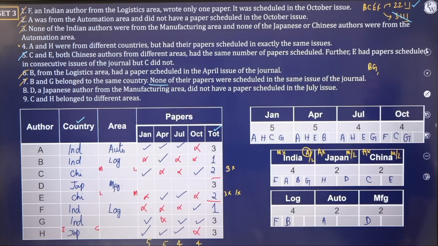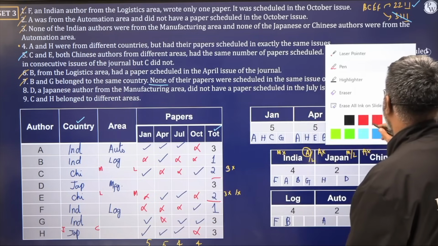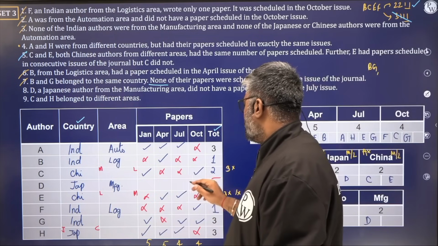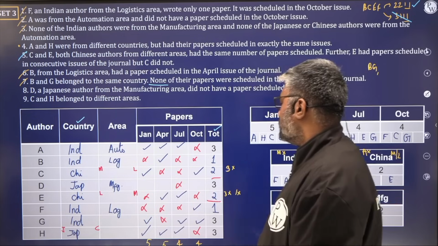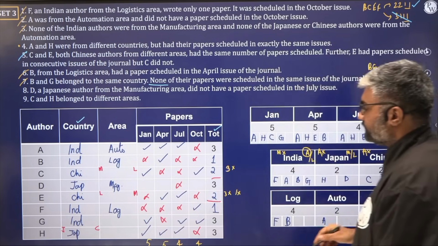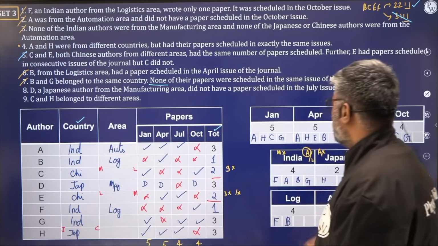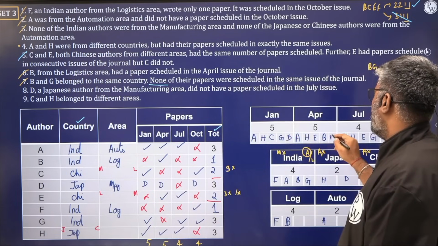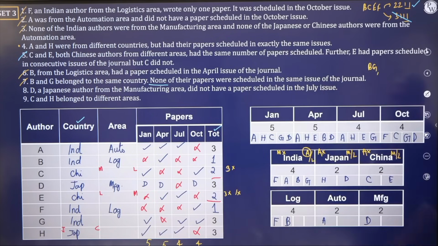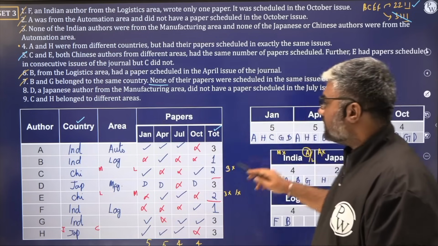Did not have a paper scheduled in July. D, no July. D also has 3. So D did not have it in July. That means D should have had it in Jan, April, and October. Jan, done. April, done. October, done. This way, we now know what 18 papers were in which issue. Here we know author wise, here we know issue wise.